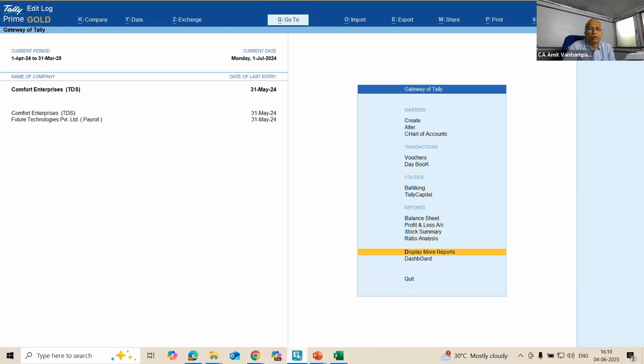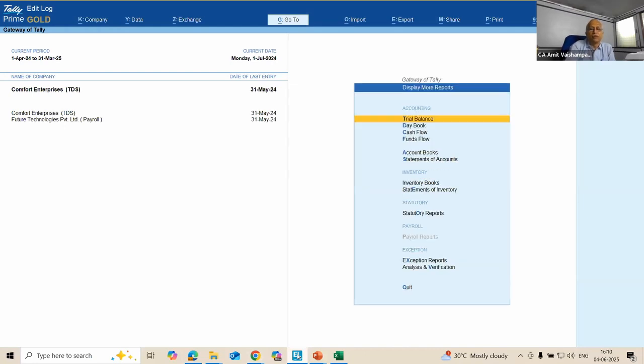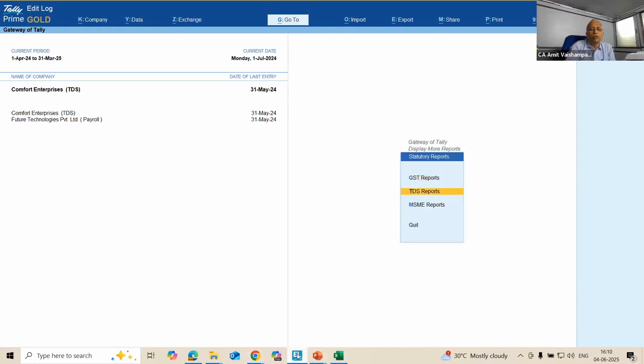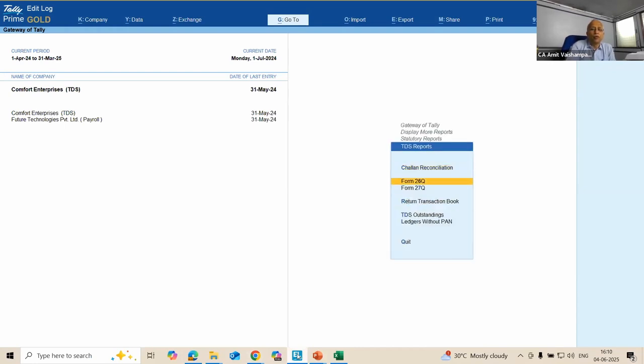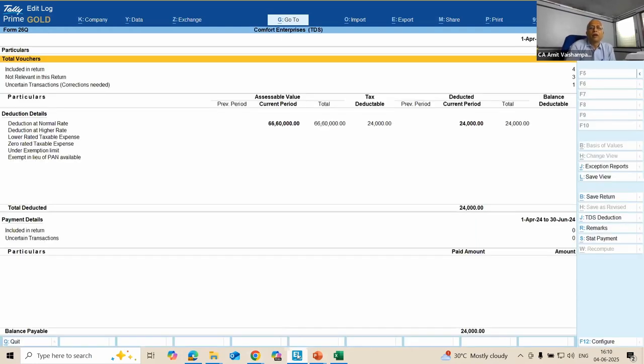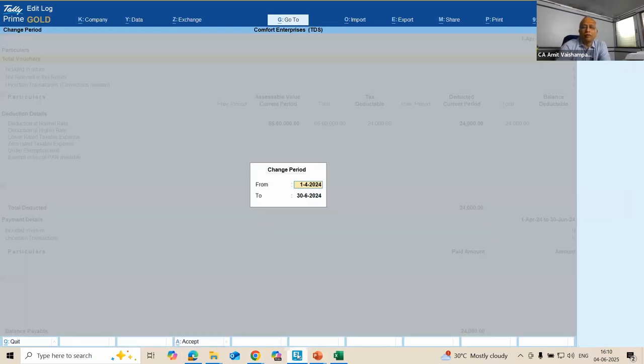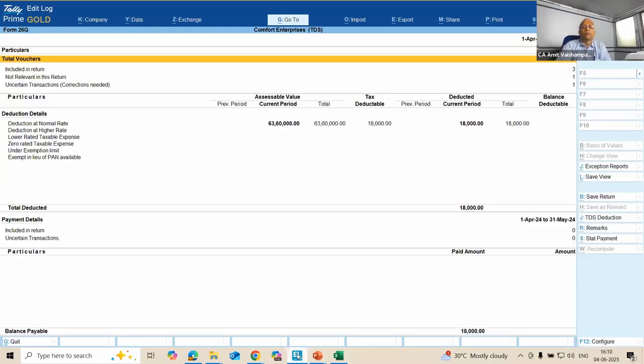So this is the basic configuration of TDS. Now we go to display, then statutory reports, then TDS reports. We go to Form 26Q in this case, and we can configure it and put it for one month only for the time being, because we have done most of the entries for this particular month. So we can get this number of entries.